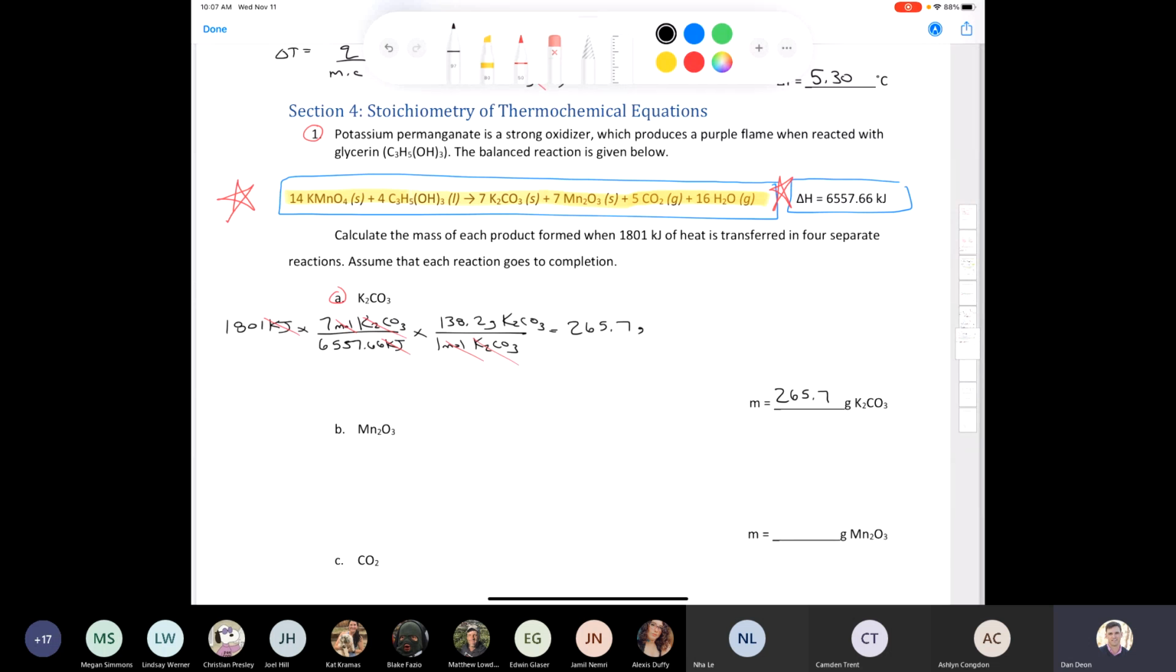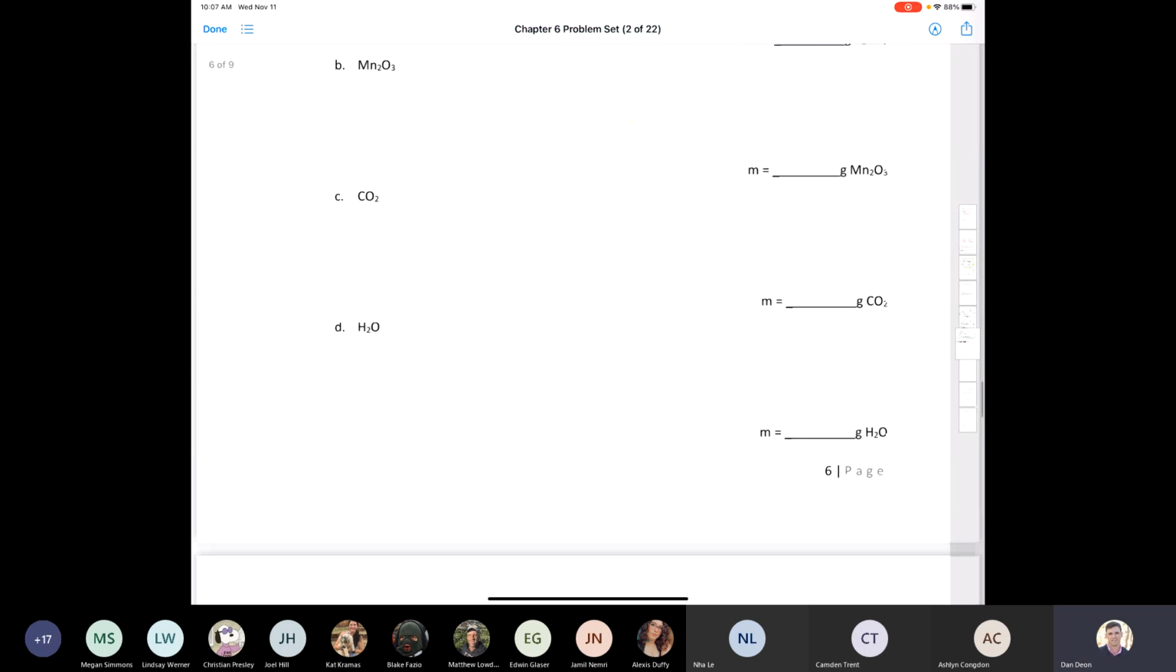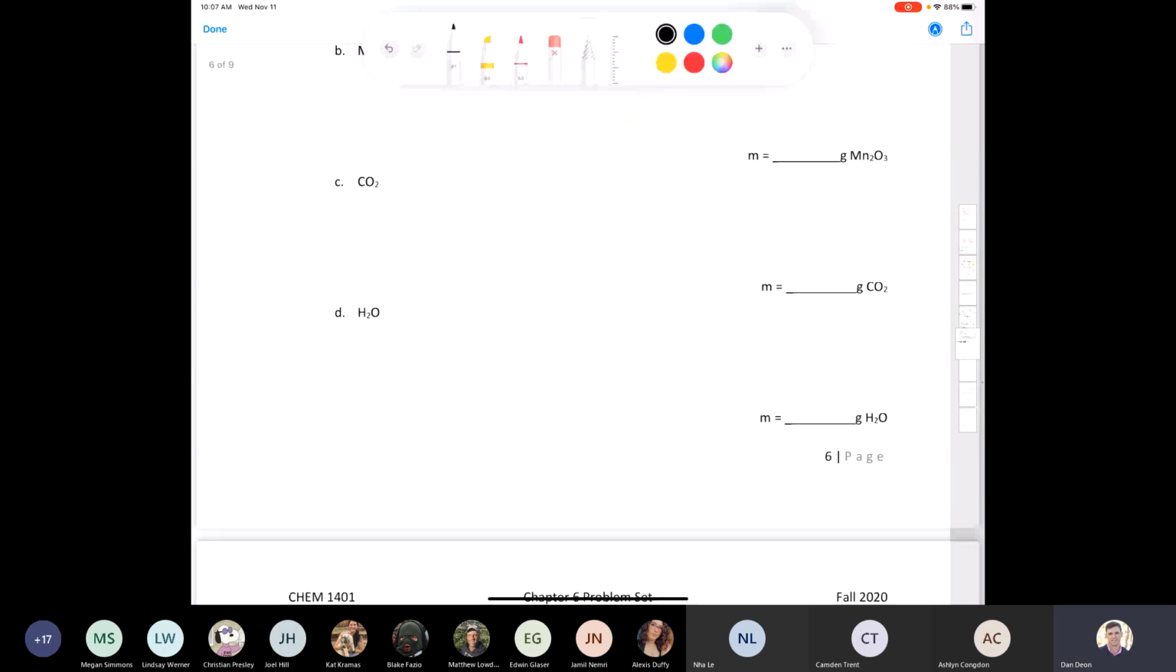So with that in mind, I want to skip ahead all the way to C. I'm only going to try a couple of these because they're the same thing over and over. But I'm going to give you a second to see if you can solve for C, for the amount of carbon dioxide that's formed. Again, I'll give you a minute to do it.